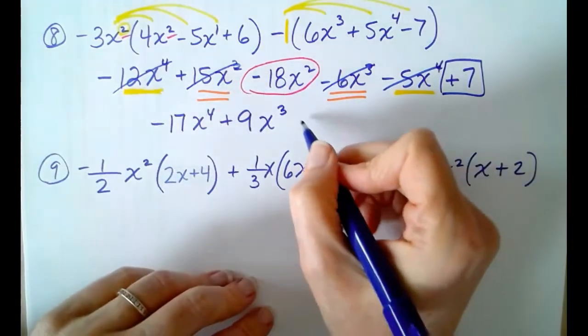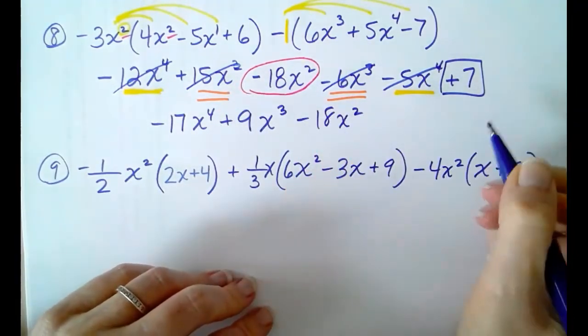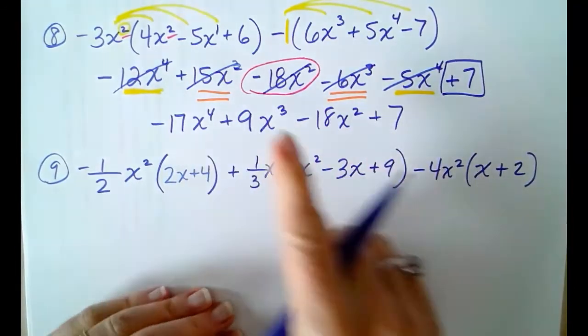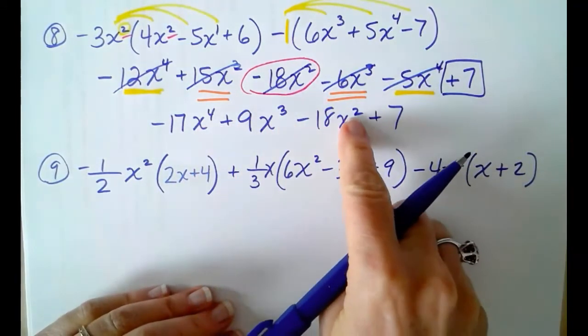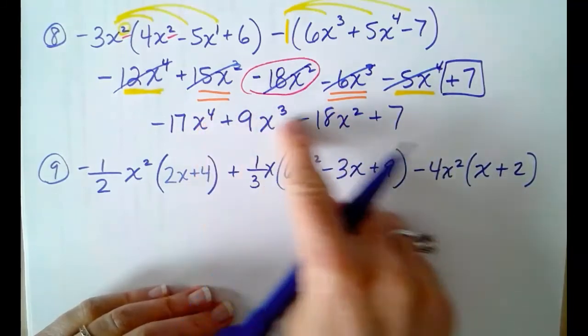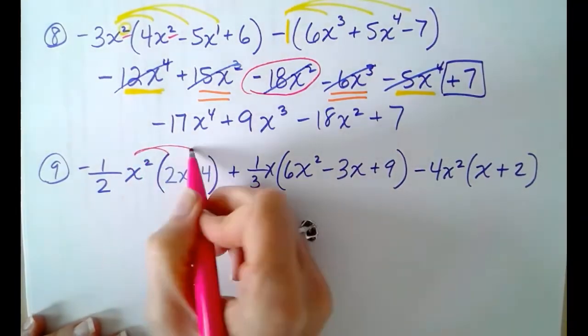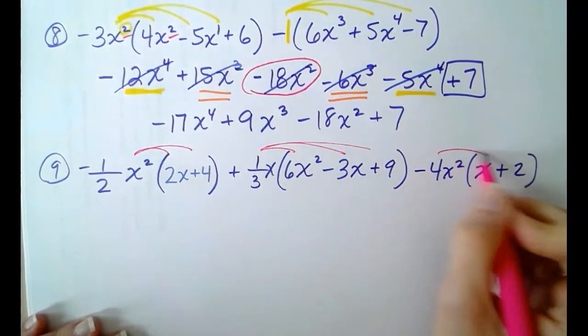A negative 18x squared comes next. And then finally, the constant, plus 7. We're in descending order: 4, 3, 2, and none. We want our exponents to descend. Last problem, number 9: distribute first, distribute, distribute.